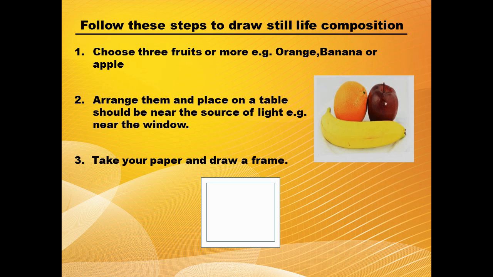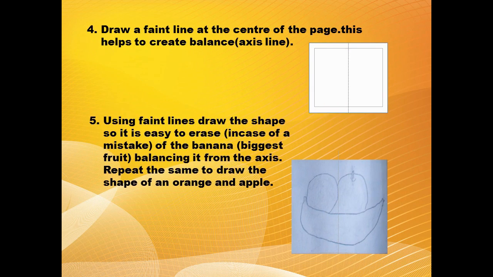Number 3, you should take your paper and draw a frame, and that is how a frame is drawn. So anytime you are within your book or within your paper, make sure before you start drawing, you draw a frame. Number 4, you can draw a faint line at the center of the page, and this helps to create balance. So the thick lines that you have drawn are called axis lines.